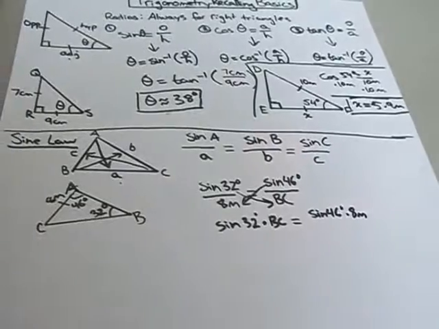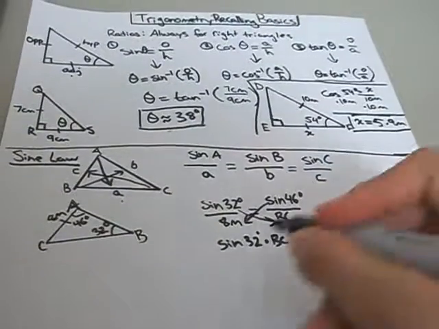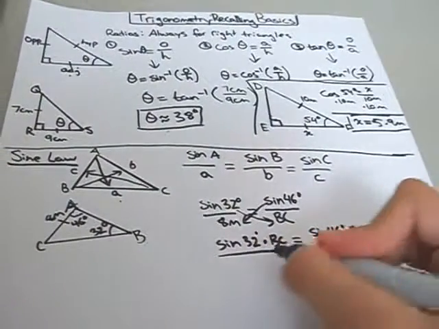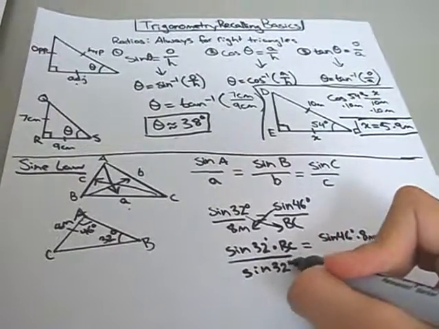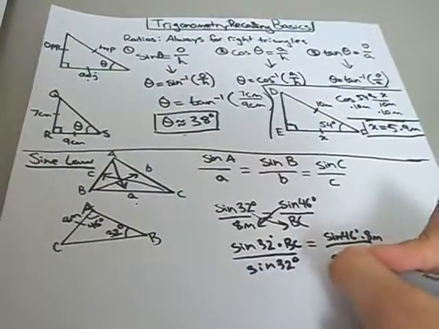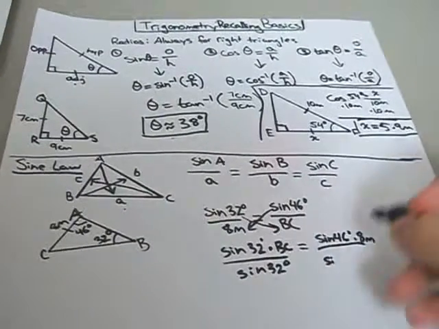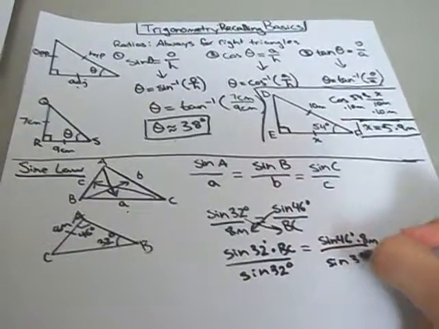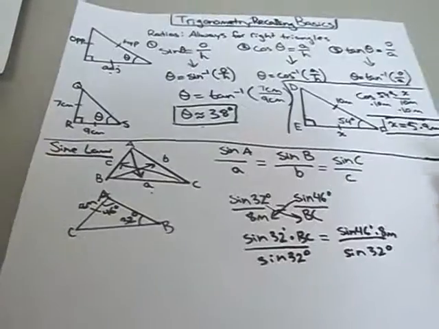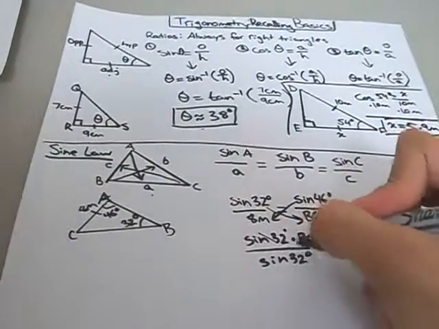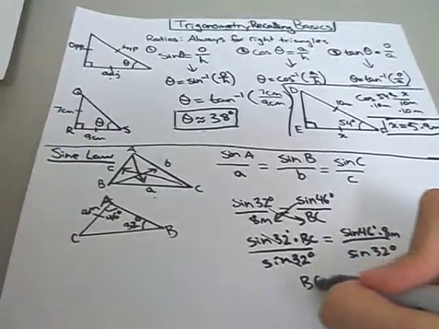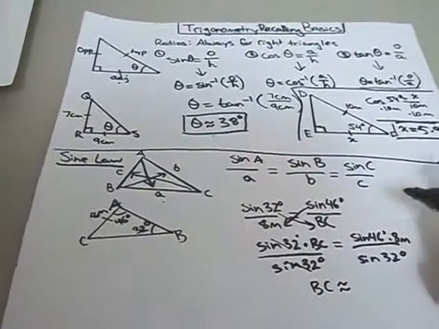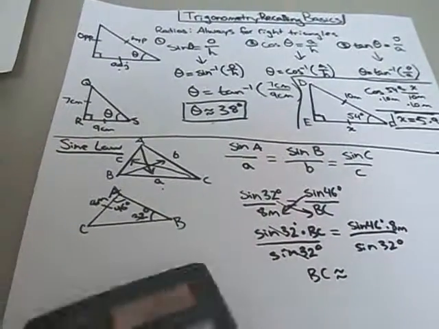So now I'm going to isolate BC, and the way I can do that is to divide by sine of 32 on both sides. Well, it's not the only way, but it's the easiest way. And these two cancel out, and we're left with BC equals approximately sine, of course.